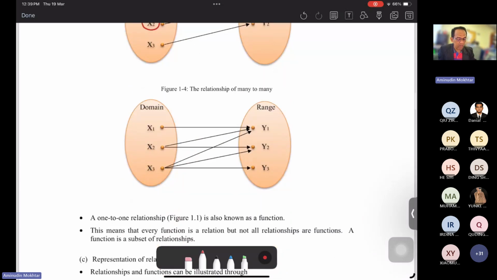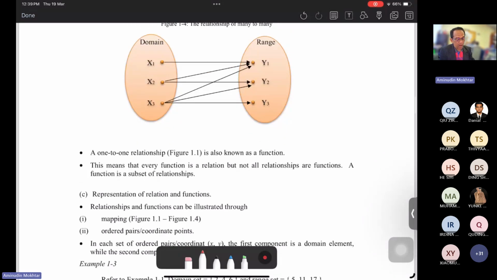And then the last one is many to many. In a many to many relationship, we have at least one input that has more than one output. There is more than one output, even the same output. For example, X1 and X2 can produce the same output, and at the same time, X2 can also produce Y1 and Y2. We can call this a many to many relationship.